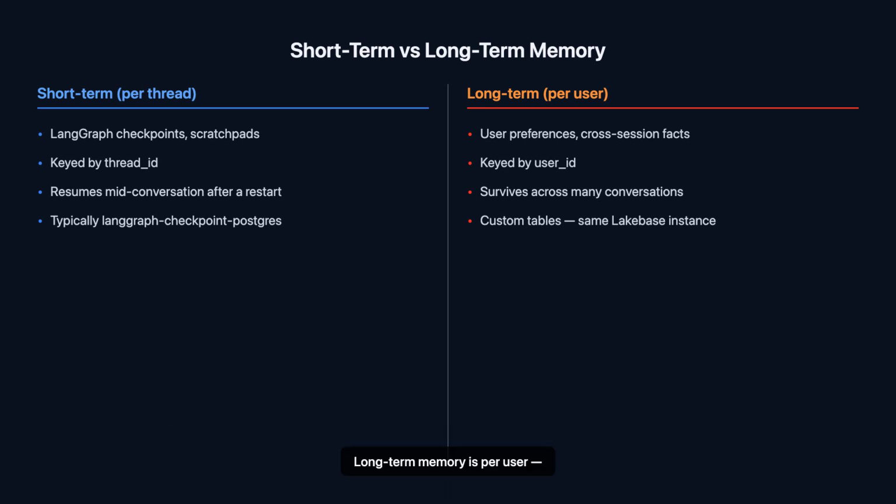Long-term memory is per user: preferences, cross-session facts, things you want to remember next week. It's keyed by user_ID, in custom tables, in the same Lakebase instance. Both flavors stored in Lakebase. The schema differs, the access pattern doesn't.